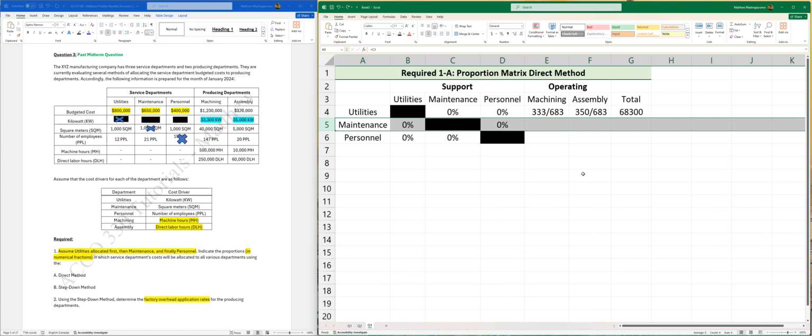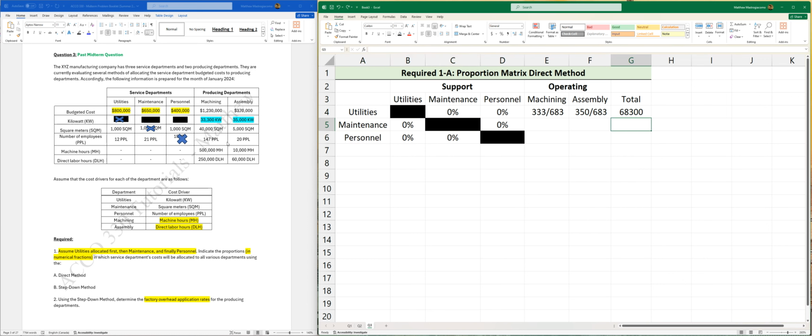So we'll do it a little bit of a different way just so people can get exposed to different ways to solve. So now let's get into it. Now, maintenance, guys. Let's do the total for maintenance. 40,000 and 5,000 only. Why do I only consider these two? Because I'm doing the direct method. So even though there's some relationship between the support departments, I'm ignoring that. So I'm doing 40,000 plus 5,000. There, 45. Now I'm going to do 40,000 divided by the total. That's how I get a proportion. Then I'm going to do 5,000 divided by the total.